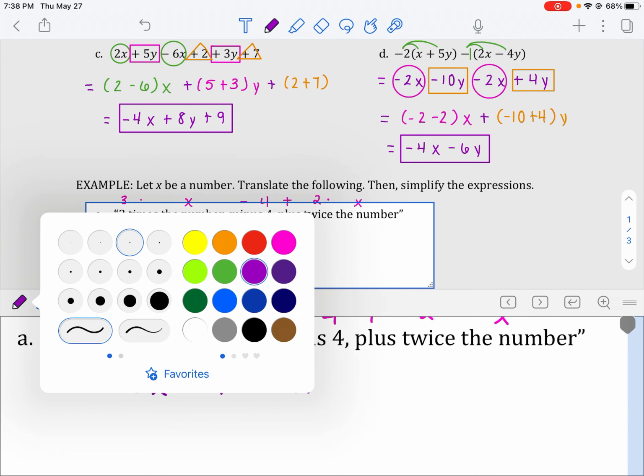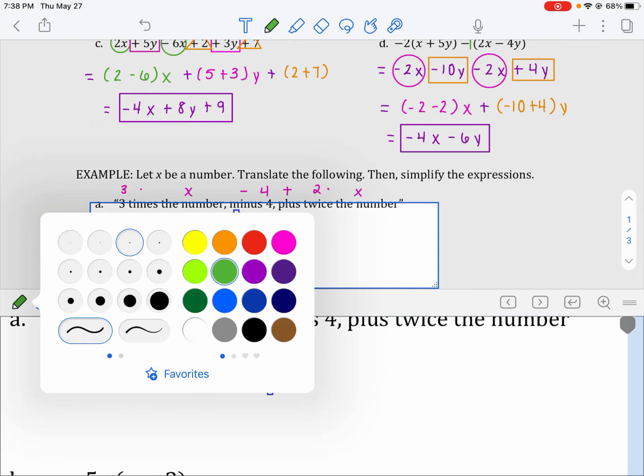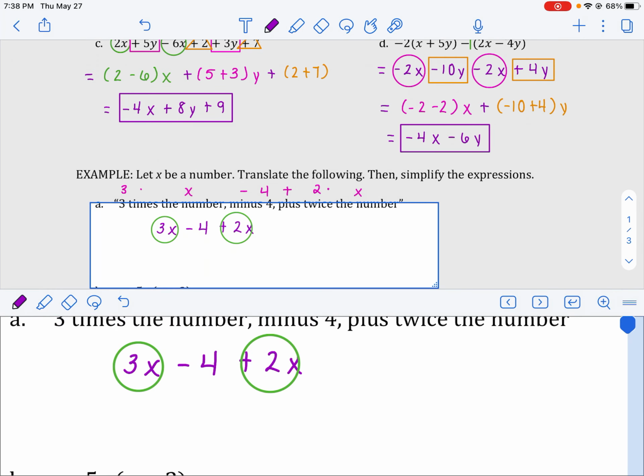To simplify, we combine our like terms. So I've got 2 terms that have x's, and they're x's to the first power, so I can combine them together. So 3x plus 2x's. So 3 plus 2 gives me 5x's. Carry down that constant of minus 4.